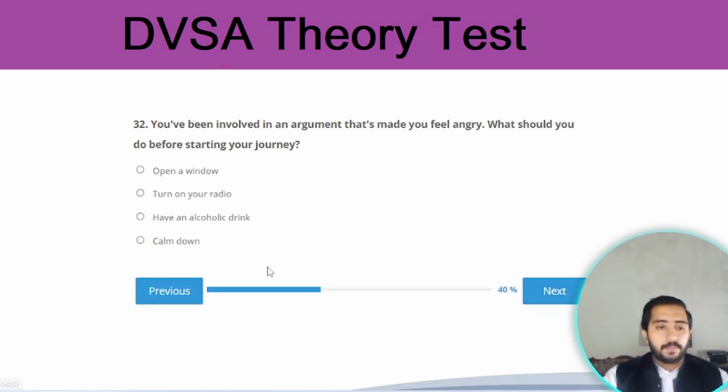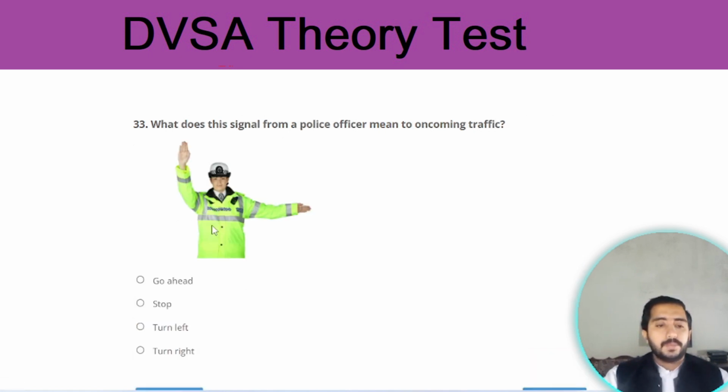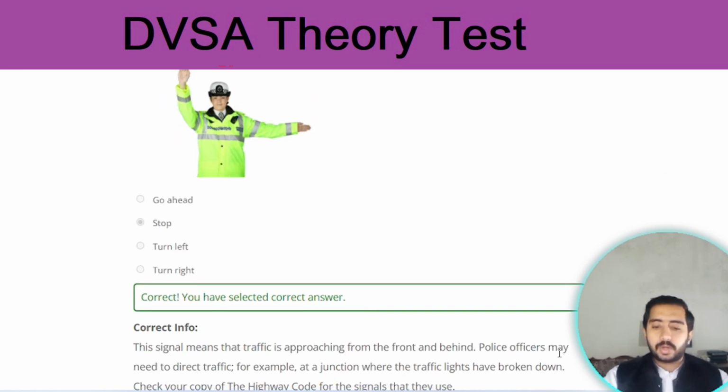Next question. You've been involved in an argument that made you feel angry. What should you do before starting your journey? You need to calm down before starting your next journey. Option D is the correct answer. Next question. Question number 33. What does this signal from a police officer mean? This signal means you need to stop your vehicle. Option B is the correct option.